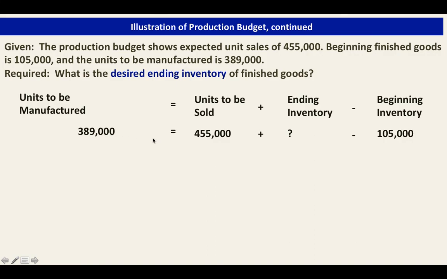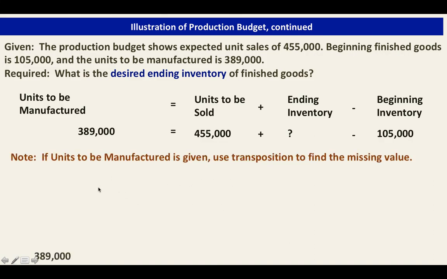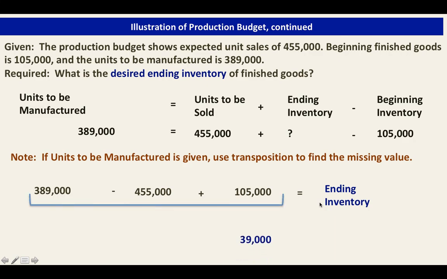So 389 minus 455,000. And we will add now this beginning inventory because it has a negative sign, and transpose it to the other side. So in this case, you will have 389 minus 455 plus 105. That will give you your ending inventory. And doing the mathematical calculation, your ending inventory is 39,000.